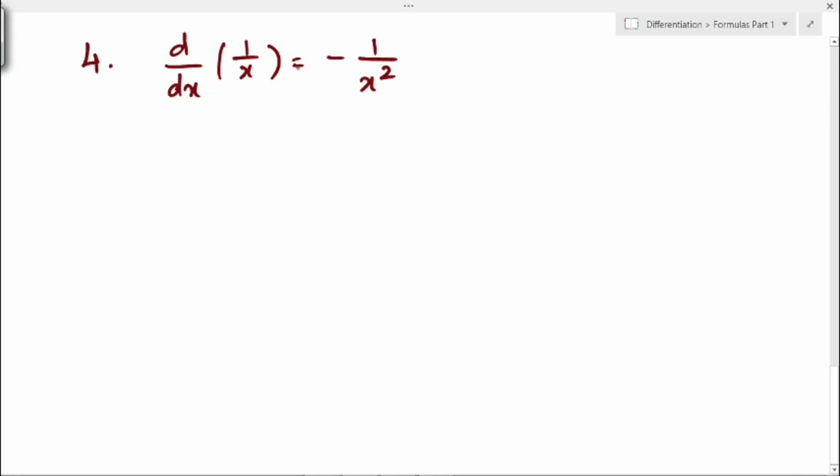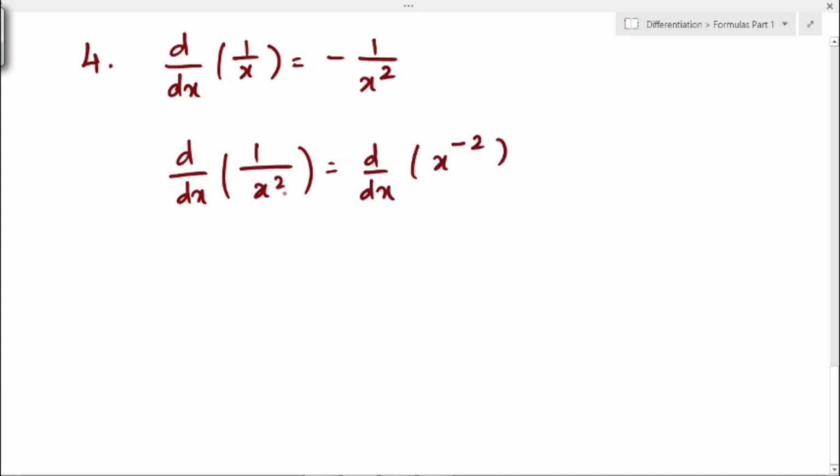So that is, the differentiation is minus 1 by x square. Okay. Example, suppose we have d by dx of 1 divided by x square. So this d by dx of 1 by x square can be written as x to the power minus 2. We are taking this x square term to the numerator, so the power will become minus 2.